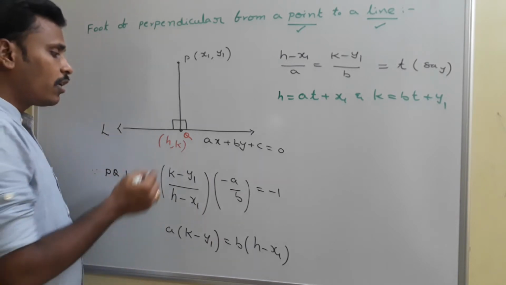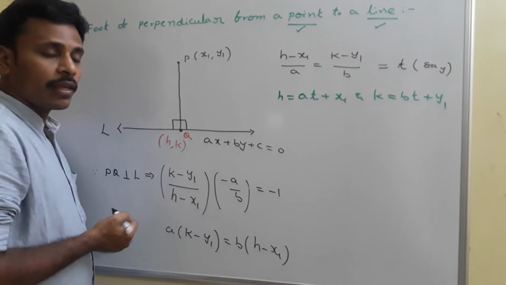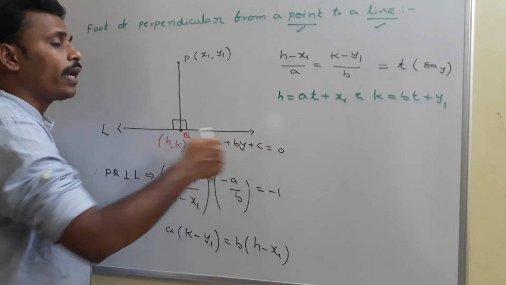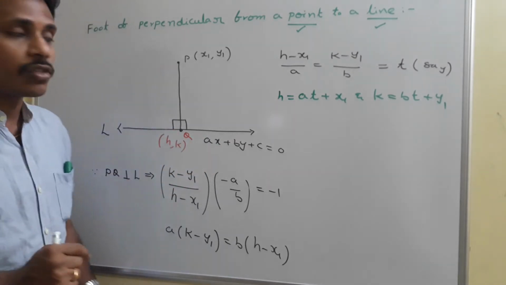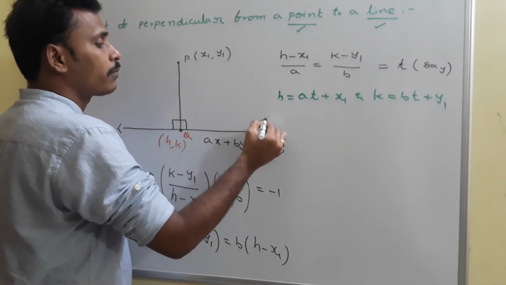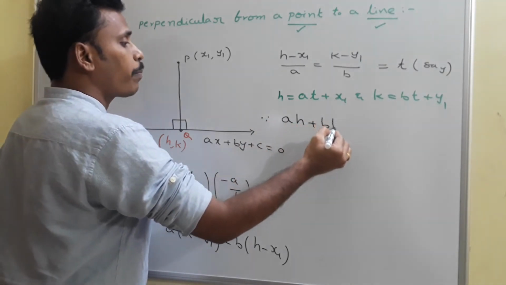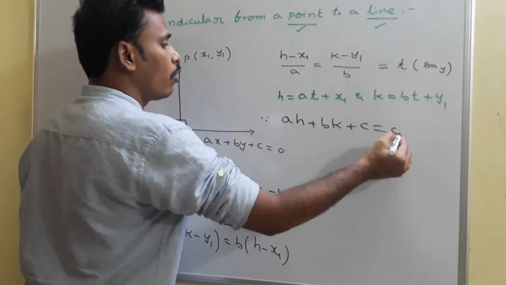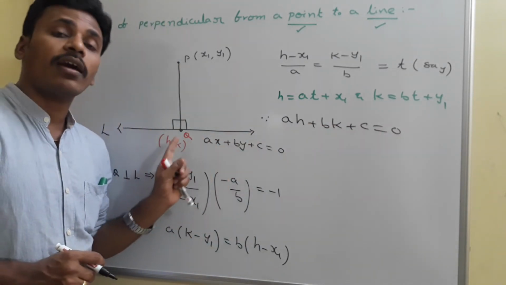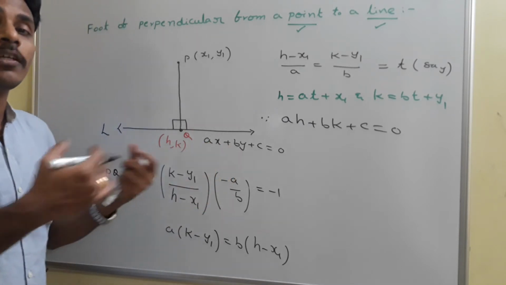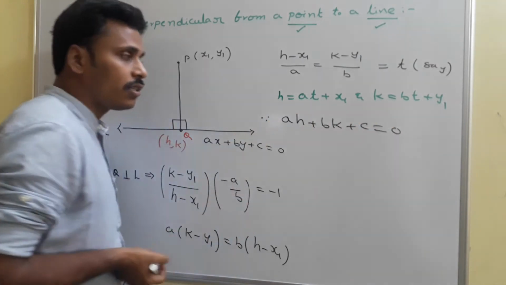To find t, look there here, h comma k is a point on this line, is it right? Since h comma k is a point on this line, for sure this h comma k satisfies this equation. So since ax plus by plus c is equal to 0, because h comma k is a point on this line, h comma k will satisfy this line. So replace that x and y with h comma k. We have that ah plus bk plus c is equal to 0.